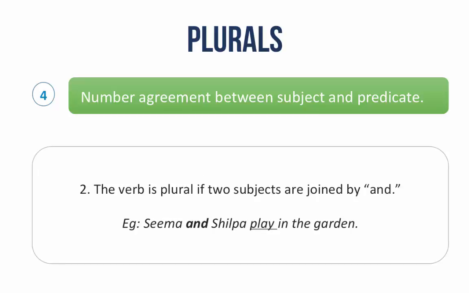The verb takes the plural form if two different subjects are joined by and. For example, Seema and Shilpa play in the garden. Seema and Shilpa are two individual subjects joined by the conjunction and. Therefore, the verb used is in the plural form, which is play.